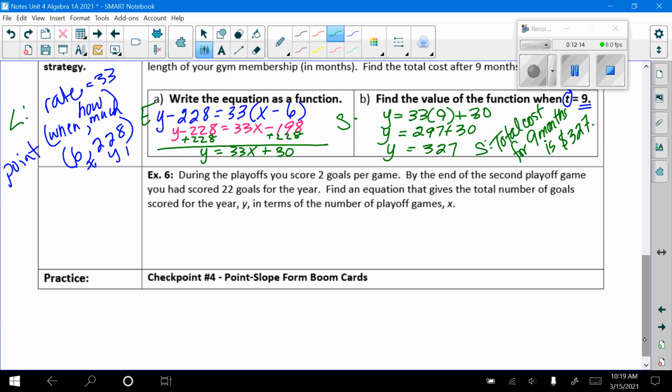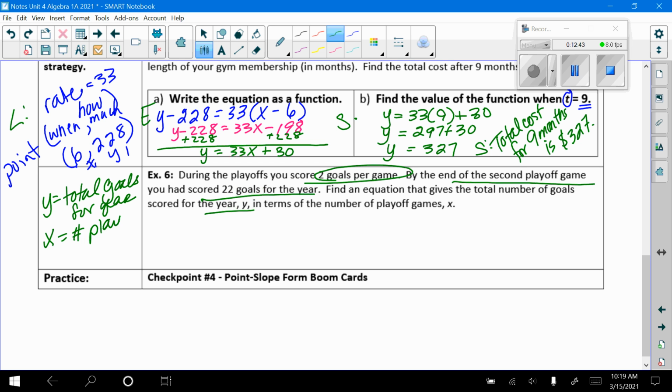And the last one, during the playoffs, you score 2 goals per game. By the end of the second playoff game, you scored 22 goals for the year. Ooh. Write an equation that gives the total number of goals scored for the year y. So y equals total goals for year. X is equal to number of playoff games. During the playoff games, you scored 2 goals per game. So my rate, my m, is equal to 2 goals per game.